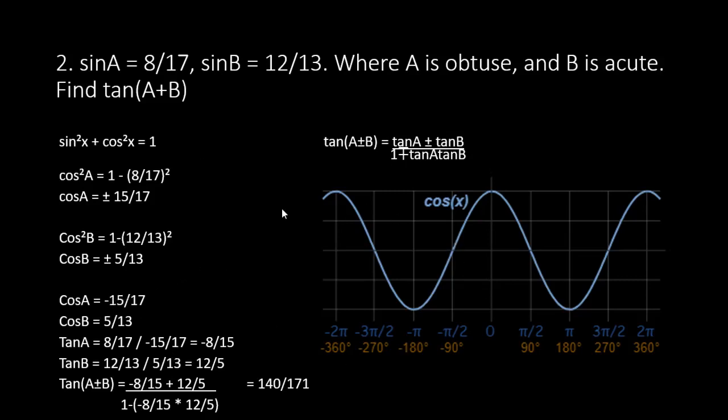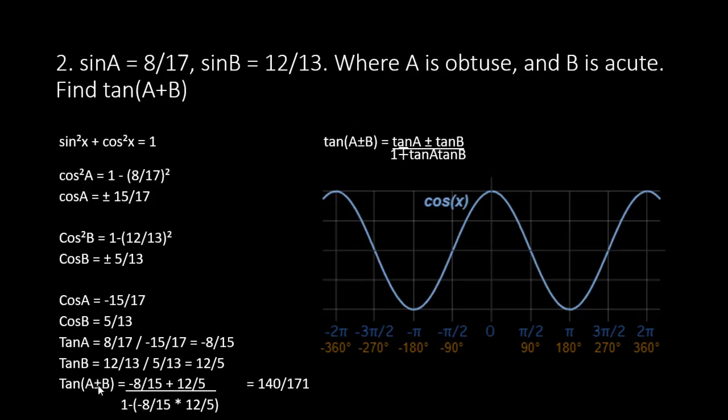Now we need to find tan. We have our sines and cosines. So tan A is equal to sine A, right here, divided by cos A, which is right here, which is equal to this, minus 8 over 15. And we do the exact same with B. 12 over 13, which is sine B, divided by cos B, is equal to tan B, which is 12 over 5. And now we have everything we need to find tan A plus B.